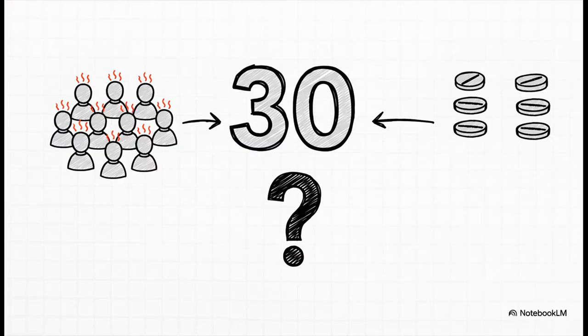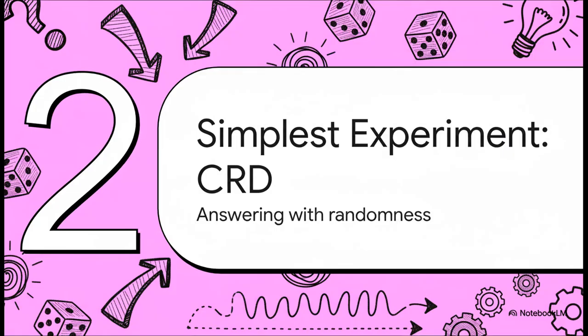Okay, to make this really concrete, let's stick with a simple medical example. We've got 30 patients, they all have a fever. We also have our new medicine, but we want to test 3 different dosages, 1 tablet, 2 tablets, or 3 tablets. So how do we assign these doses to find out which one, if any, is the most effective? Well, the most direct, most straightforward answer to that question is the completely randomized design. And as the name implies, it uses the power of pure randomness to create a fair and unbiased test.